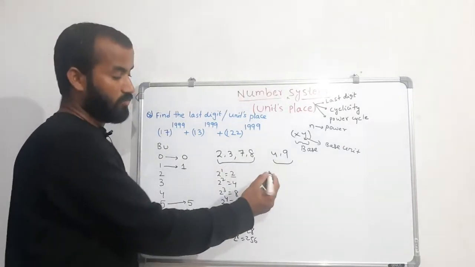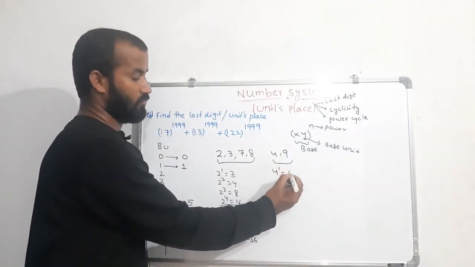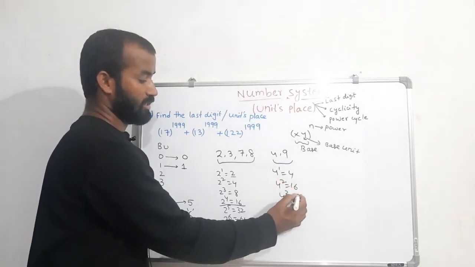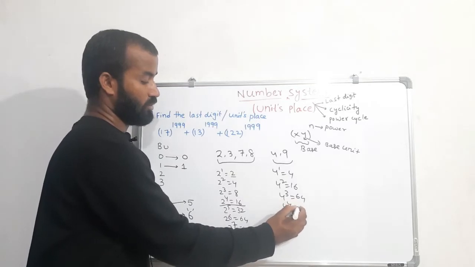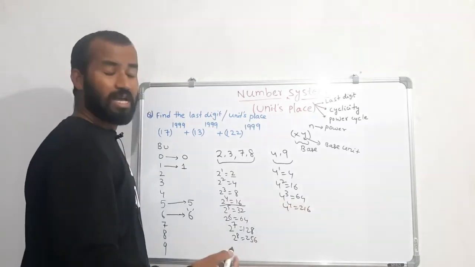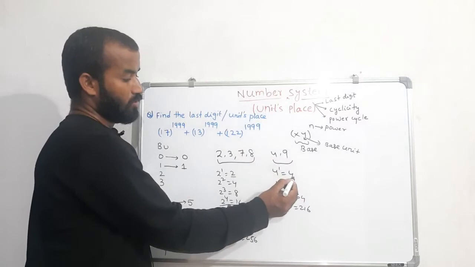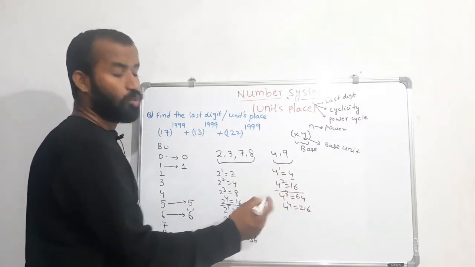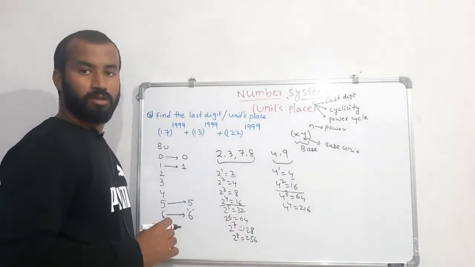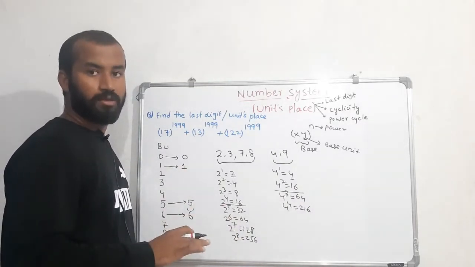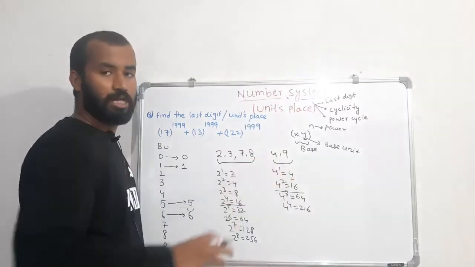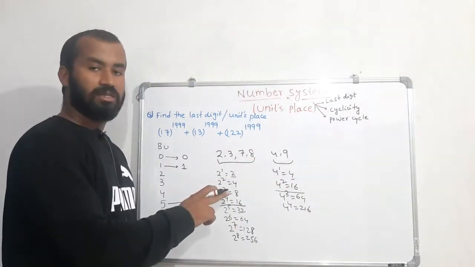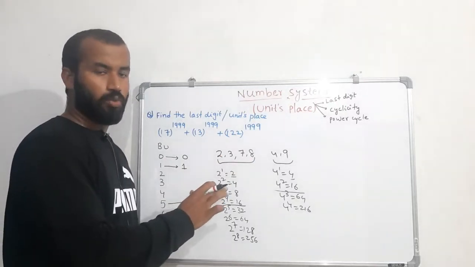Now these two numbers we'll see. 4 power 1 is 4, 4 power 2 is 16, 4 power 3 is 64, 4 power 4 is 256. What is happening here? 4, 6, 4, 6. Every 2 powers, the units place is going to repeat. So what I can tell is, these two follow power cycle 2.